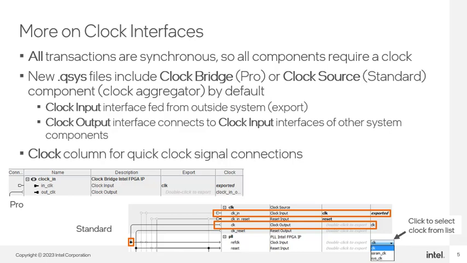Along with these clocking components, another way to easily make clock connections is to use the clock column in the System View or System Contents tab. For any clock input interfaces in the system, click in the clock column as shown to get a drop-down list of clock output interfaces in the system. Select which clock you want to use as the source for this interface. A connection is made to the clock source and indicated with a new black dot in the Connections column.